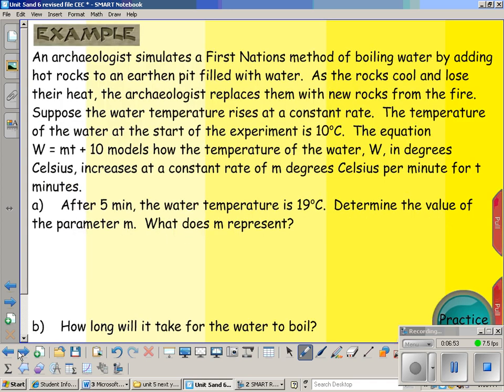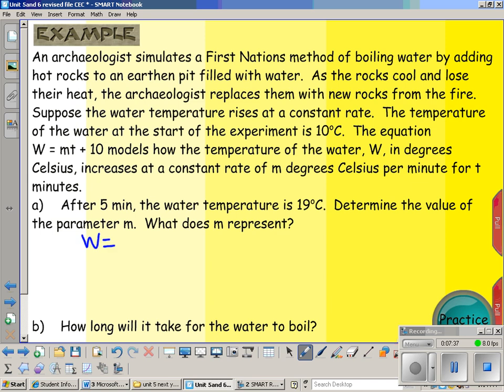An archaeologist simulates a First Nations method of boiling water by adding hot rocks to an earthen pit filled with water. As the rocks cool and lose their heat, the archaeologist replaces them with new rocks from the fire. Suppose the water temperature rises at a constant rate. The temperature of the water at the start of the experiment is 10 degrees Celsius. The equation W equals mt plus 10 models how the temperature of water, W, in degrees Celsius increases at a constant rate of m degrees Celsius per minute for t minutes. After 5 minutes, the water temperature is 19 degrees Celsius. Determine the value of the parameter m, and what does m represent?